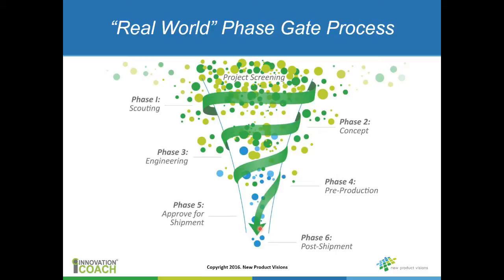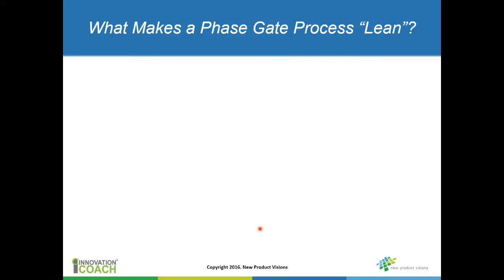So the question becomes, what makes a phase gate process lean? If you go back to the basic definition of lean, it's creating more value with less resources. So I think a lean phase gate process is probably in the eye of the beholder. I'm going to line out what I believe are some of the key aspects of what might make a phase gate process lean, and one is a focus on lightweight documentation.